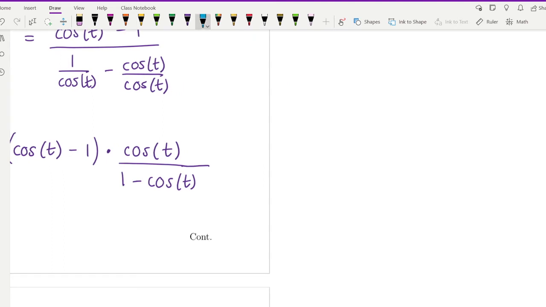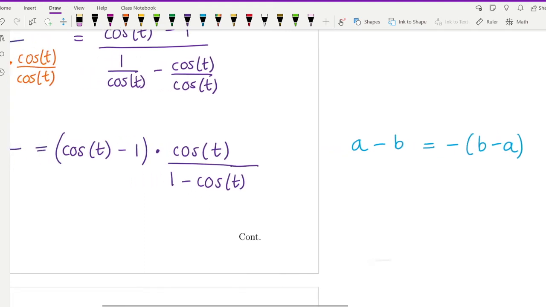If you have an expression that looks something like a minus b, that is always going to be the negative of b minus a. In other words, if you want to flip the order that you're subtracting something, you just have to pull out a negative sign. And you can prove that to yourself, right? If you take this right-hand side and distribute the negative sign in, you would get negative b plus a, which is the same as a minus b. So how can we make use of that idea here?